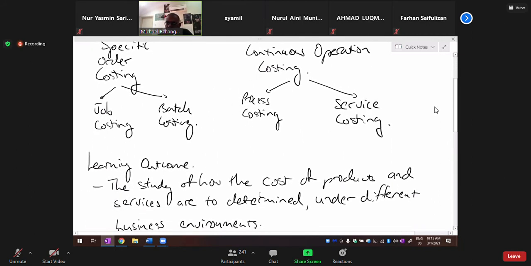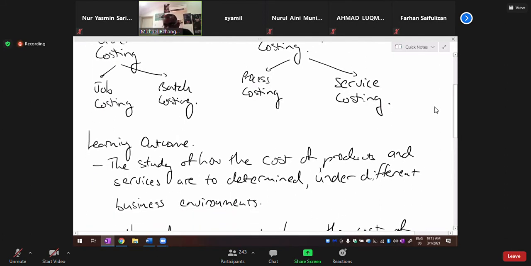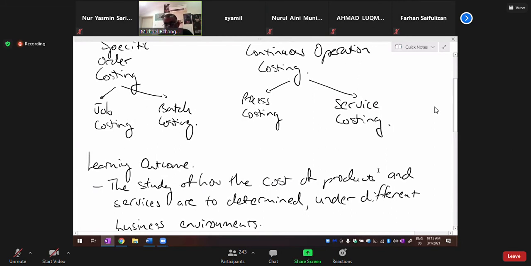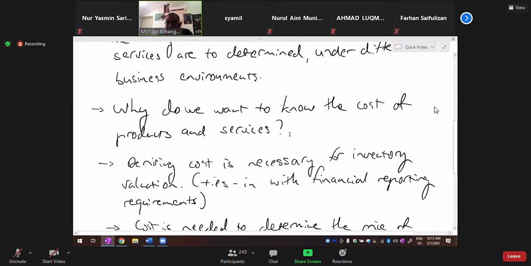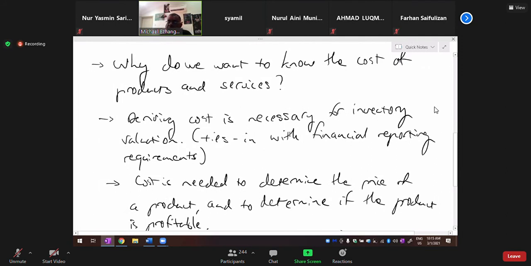Learning outcome: we want to know the cost of a product under different business environments. I will explain them one by one over here. All right, what do we want? Why do you want to know the cost of products and services? Well, cost is necessary for inventory valuation.